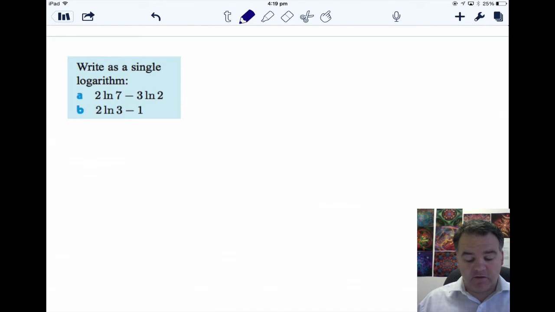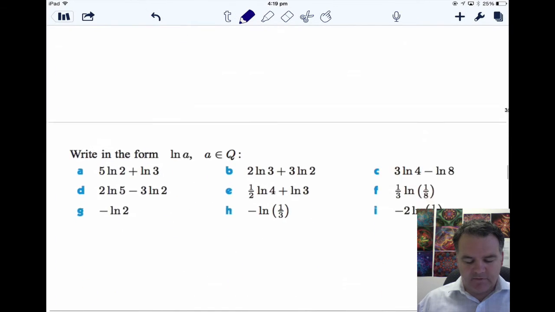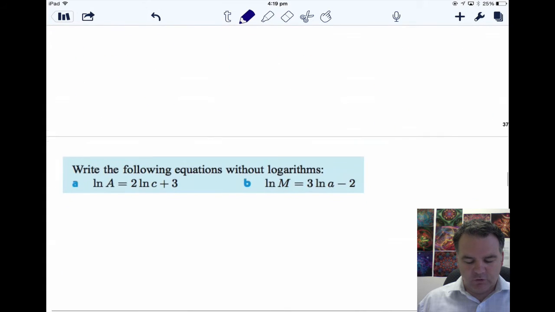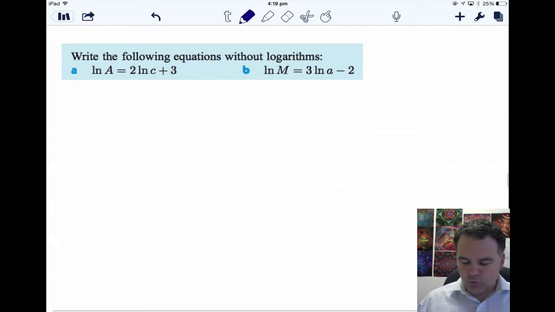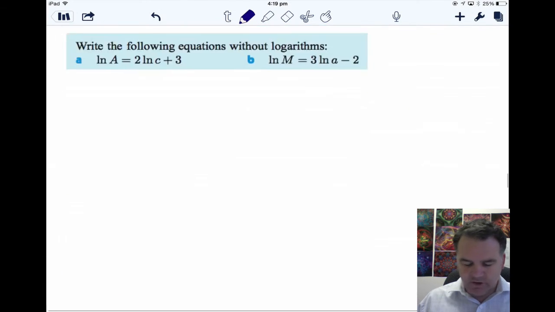Same as this one here, writing as a single logarithm. Instead of having log, we have ln. So these ones here won't look any different from what you would do normally. I'm just going to do one here on page 38.